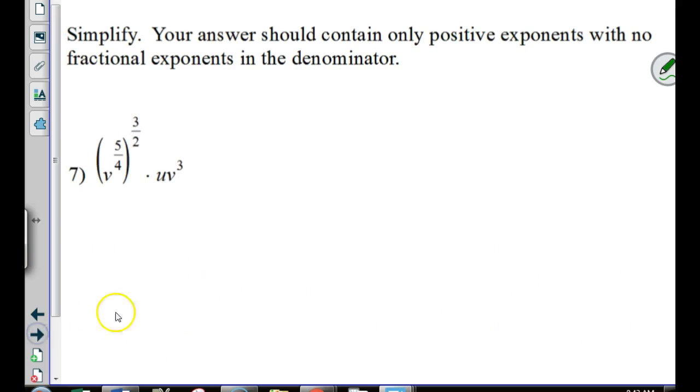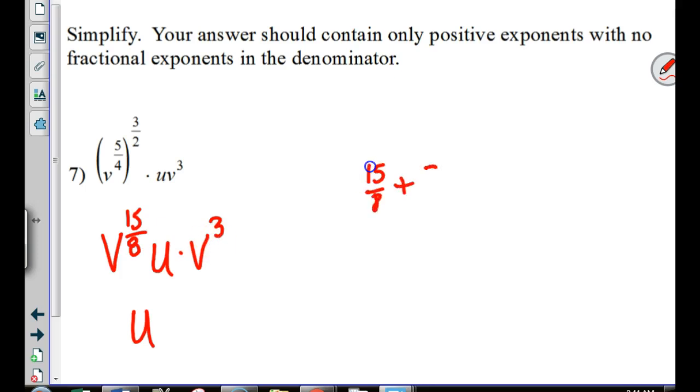All right, number 7. Oh, this one doesn't look quite so bad. What are we going to do with these lovely fractions? Multiply them, so we just get v to the 15/8. Good job. And then we have a u and a v to the 3rd. So our answer is going to have a u. But what do we need to do with these now? Add them together. So 15/8 plus 3.